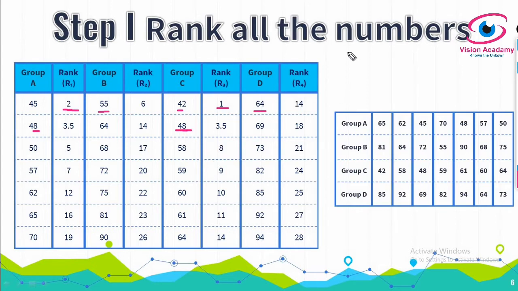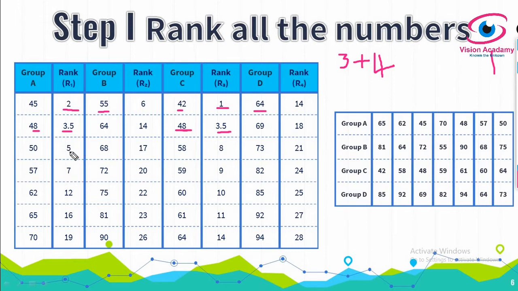Since there is a tie, we have to add the third and fourth ranks. So 3 plus 4 is 7, and 7 divided by 2 is 3.5. So one tie occurs here. Since we have given the 3rd and 4th rank, we have combined the third and fourth observation.